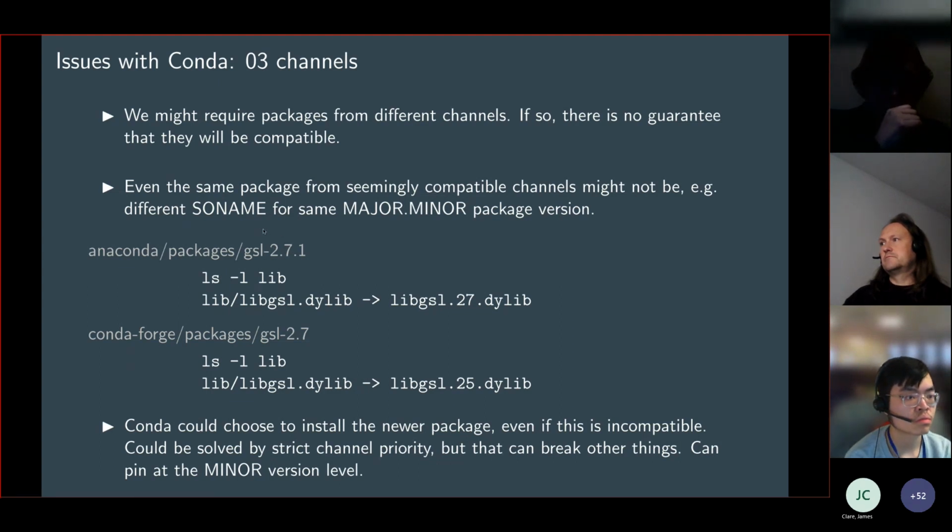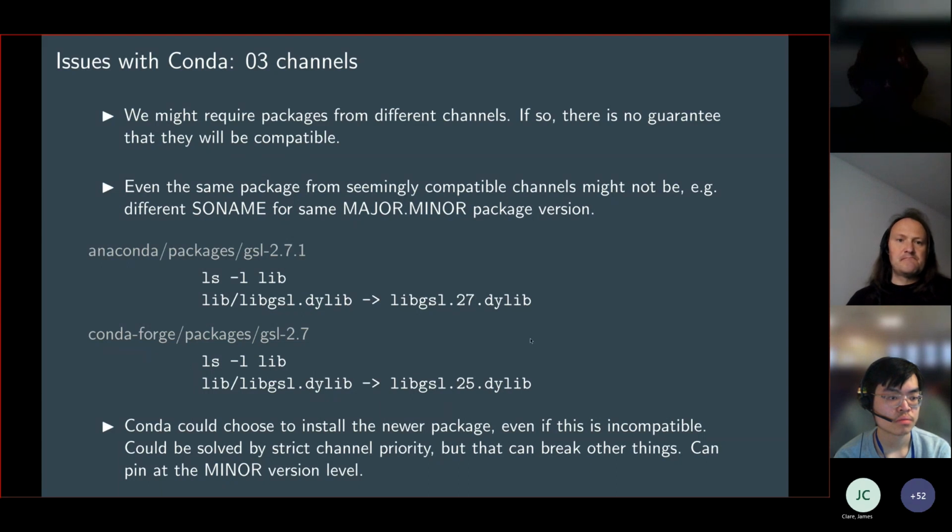So for example, you might have a different name for the same major minor version of a package, perhaps because they were built with a different build tool. So in this case, there's the default Anaconda packages channel here, and Conda Forge, which is the largest package database, with two versions of GSL, which should effectively be the same. One has a minor version difference, but it's got a different name for the library. So if you build your package against one, but in the dependency resolution Conda pulled in the other one, you'd be stuffed because you'd get an incompatibility.